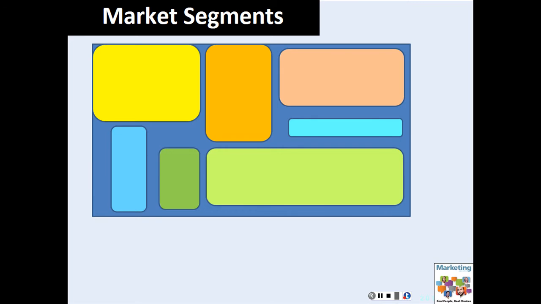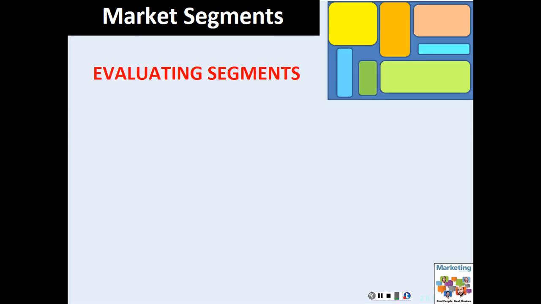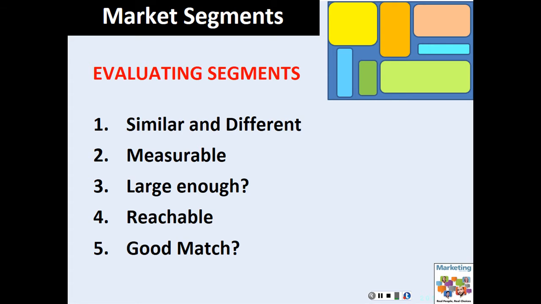So I showed you this particular diagram in part one. These are the various segments in the market. Now the next question is: are these segments any good? And by that we mean we need to evaluate these segments. How good are they? The book mentions 5 criteria for evaluating the segments. Are they similar and different? Are they measurable? Are they large enough? Are they reachable? And are they a good match? Let's talk about these a little bit.